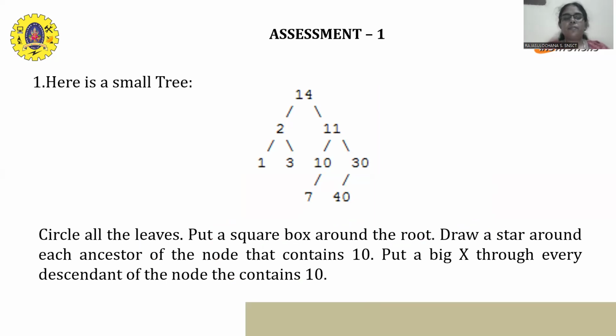So here is a small assessment for you. Just go through this assessment. The question is, a tree is given and you need to circle all the leaves. For the root node, you have to put a square box. For all the ancestors of the node 10, you have to draw a star mark around them. Put a big X through the descendants of the node that contains 10. So this is your assessment question. A few answers just by looking at it: you can tell 14 is your root node, and 1, 3, 7, and 40 are your child nodes. So keep this assessment for further discussion.